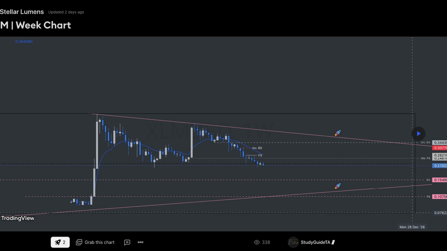I then went down to the monthly time frame and put the monthly distribution trend on the chart, and then I put the monthly accumulation trend on the chart. I then found two areas of support, a monthly backside candle at 15 cents and a monthly frontside candle at 10 cents.